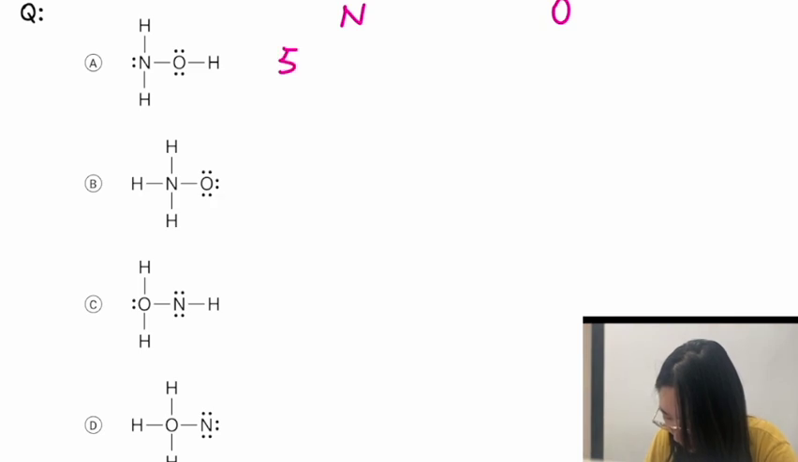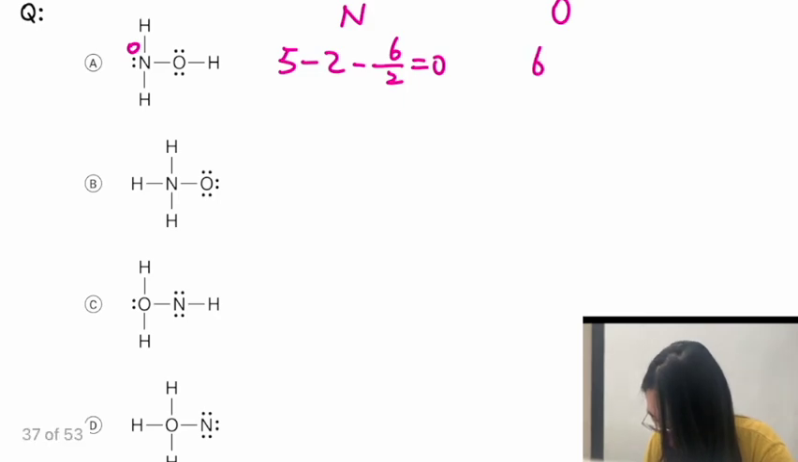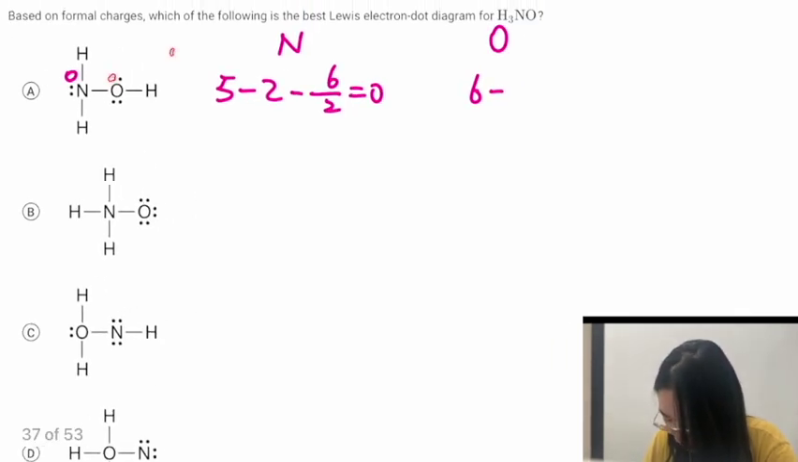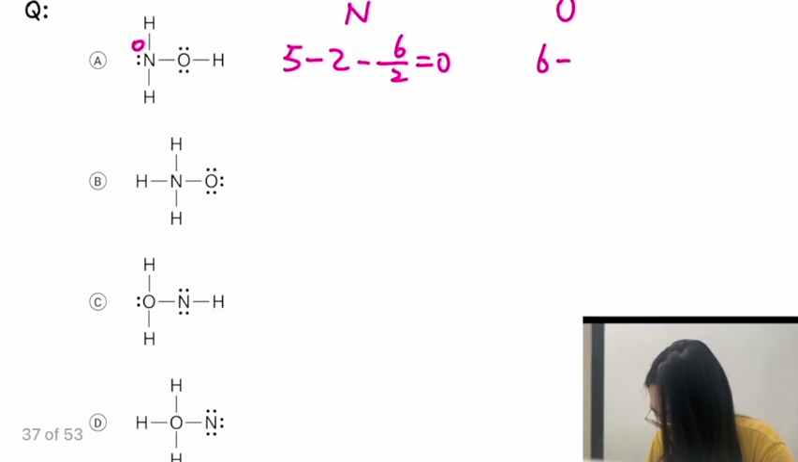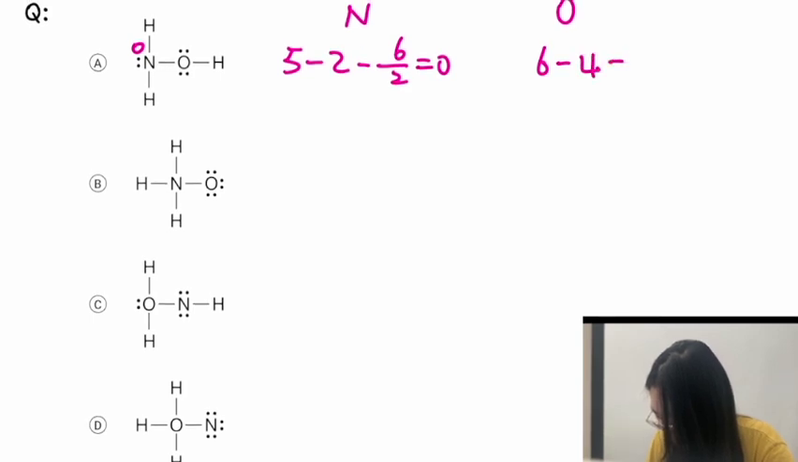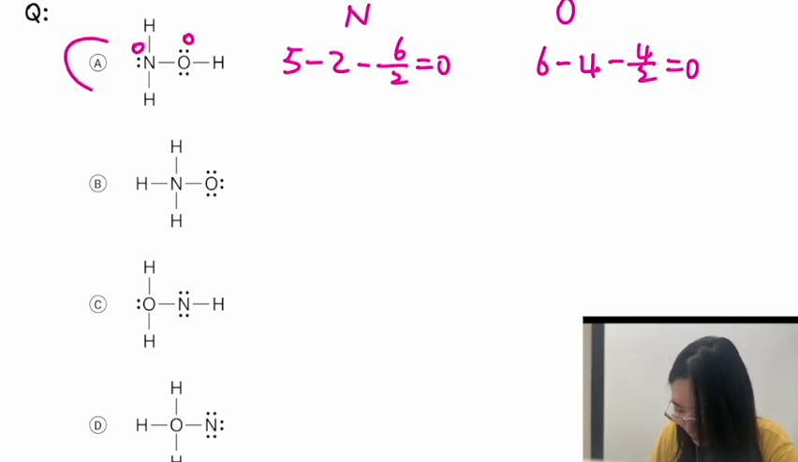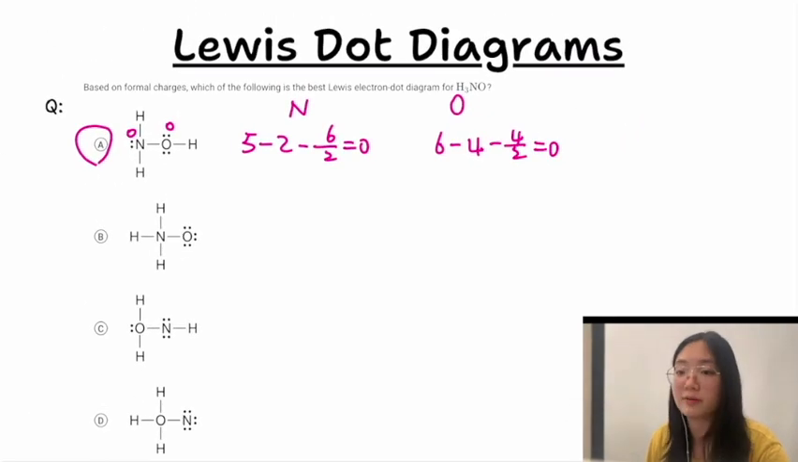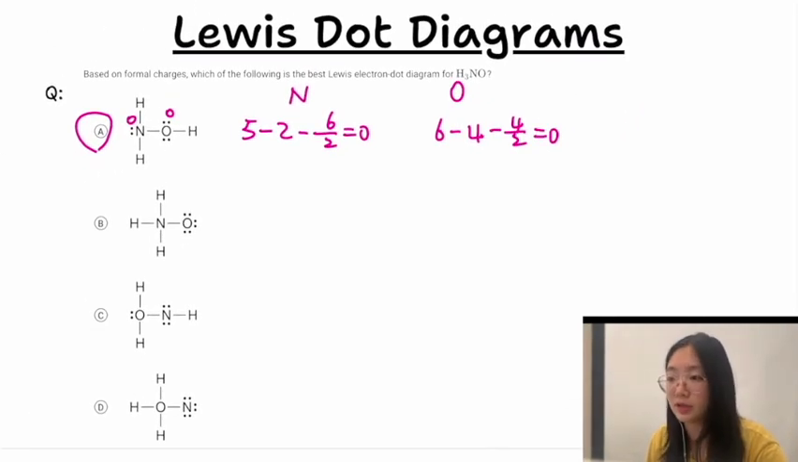will be 5 minus the number of lone pair electrons, 2, minus the bonding electrons, 6 over 2, which is 0. And the oxygen is 6 minus 4 minus 4 over 2, which is 0. So obviously A is the most appropriate one because both nitrogen and oxygen have a formal charge of 0. I don't even have to calculate the formal charge of the other 3.